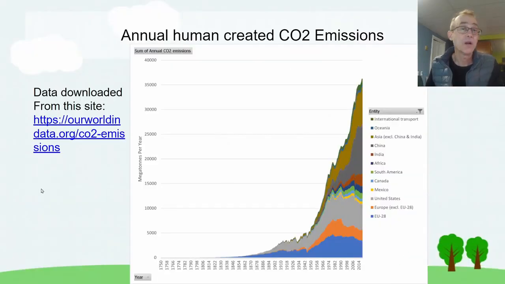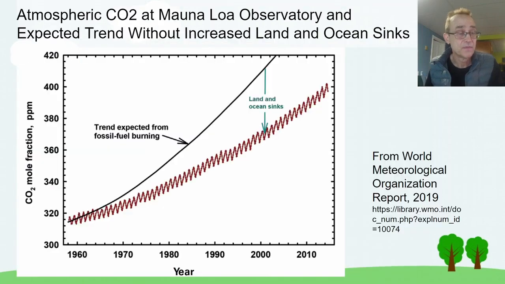We know a few things with reasonable certainty regarding carbon dioxide on Earth. World annual carbon dioxide emissions: this is the amount in megatons per year from all human sources. And we know the measured atmospheric carbon dioxide levels as taken from a mountain in Hawaii. This is shown by the red line.